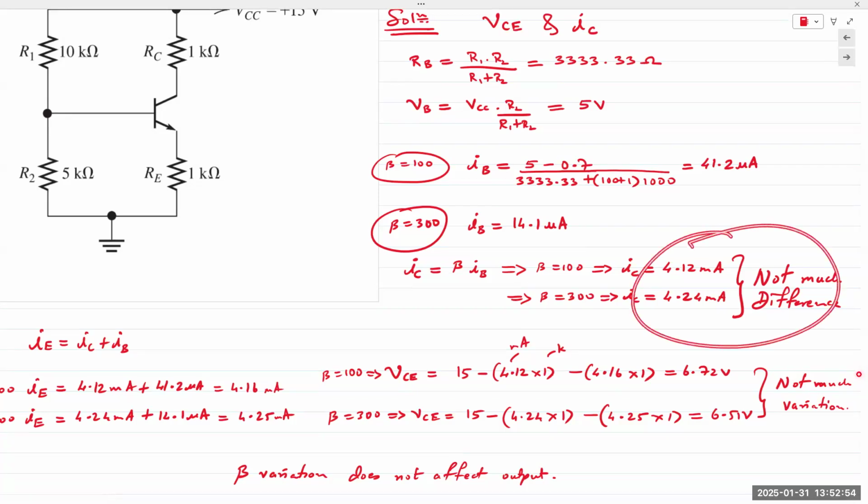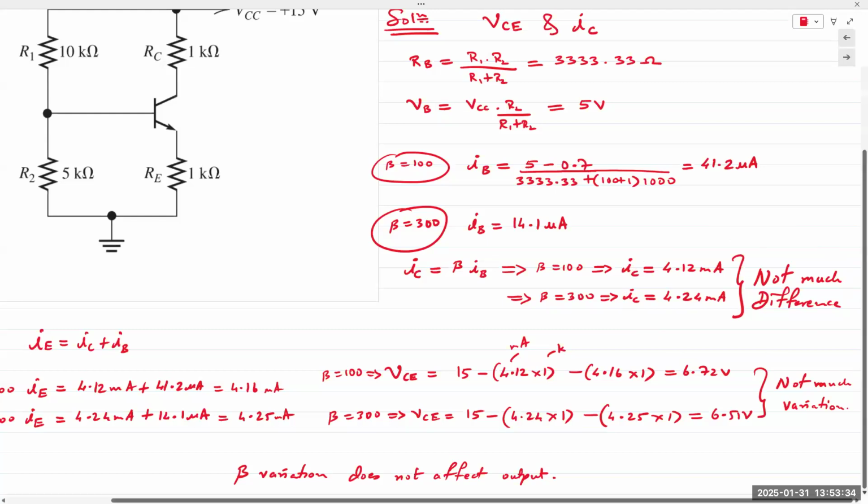So the IC value is 4.12 and 4.24. A change of 200 in your current gain did not result in a vast difference. Actually, it's more than 10 microamps. It's 0.12 milliamps, about 120 microamps. But still, it's an extreme example, right? A change of 200, beta 100, beta 300. It's not much difference in your output current.